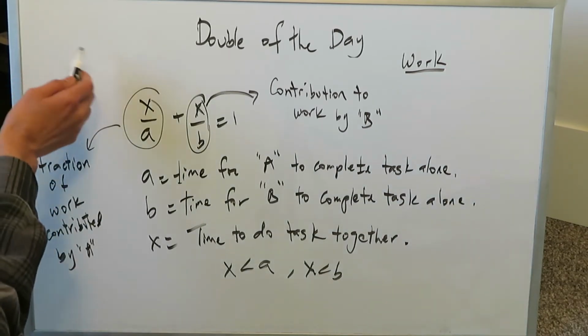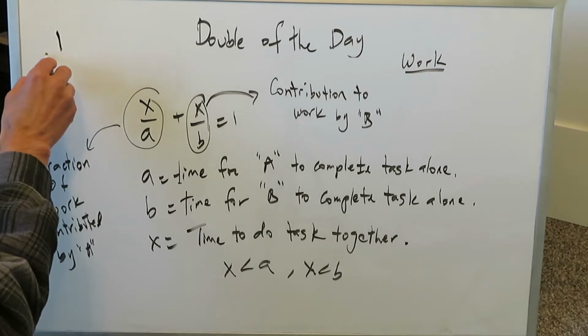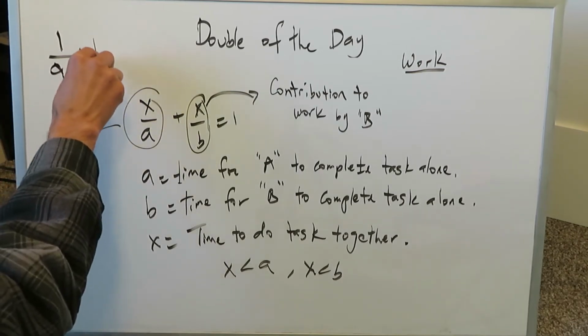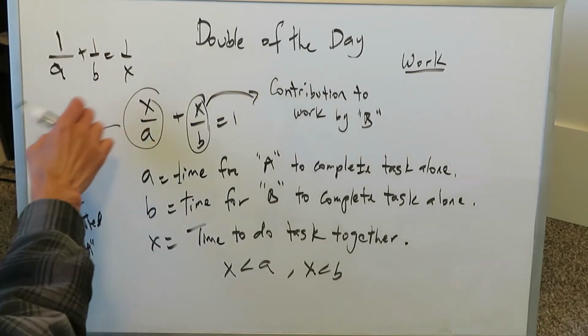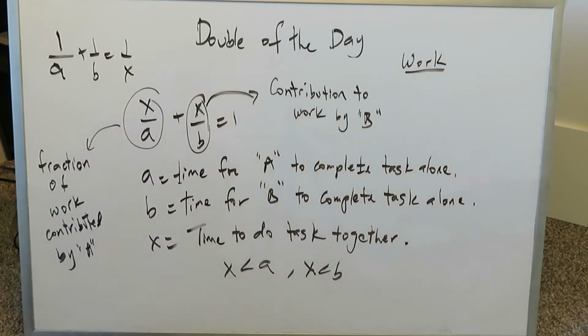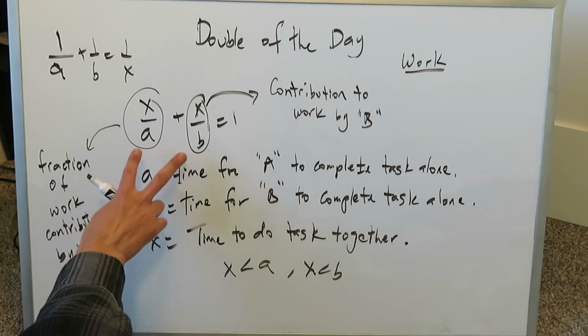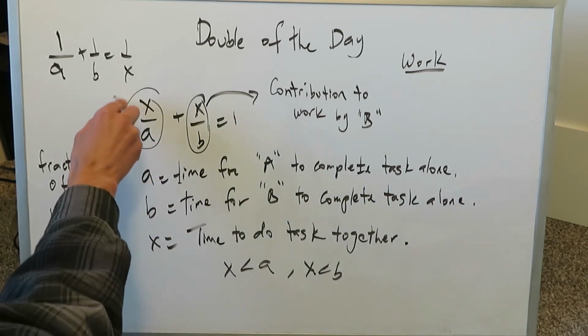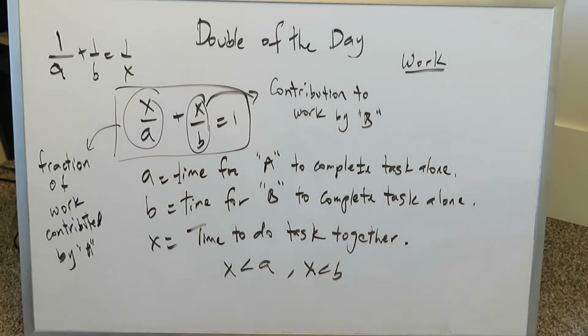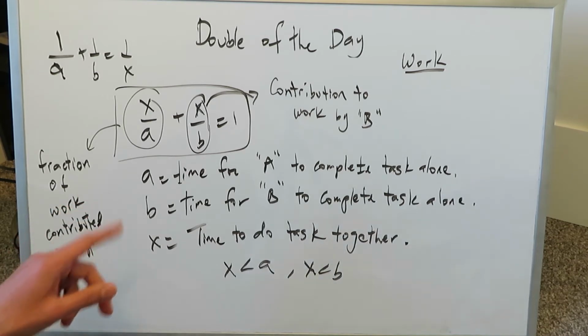It can also be written and sometimes presented in the following way: 1 over A plus 1 over B is equal to 1 over X, where A, B, and X represent exactly what you see. I prefer this expression form versus that, and I'll tell you why when I do question 1. This right here is a more meaningful way of expressing these work problem formulas.